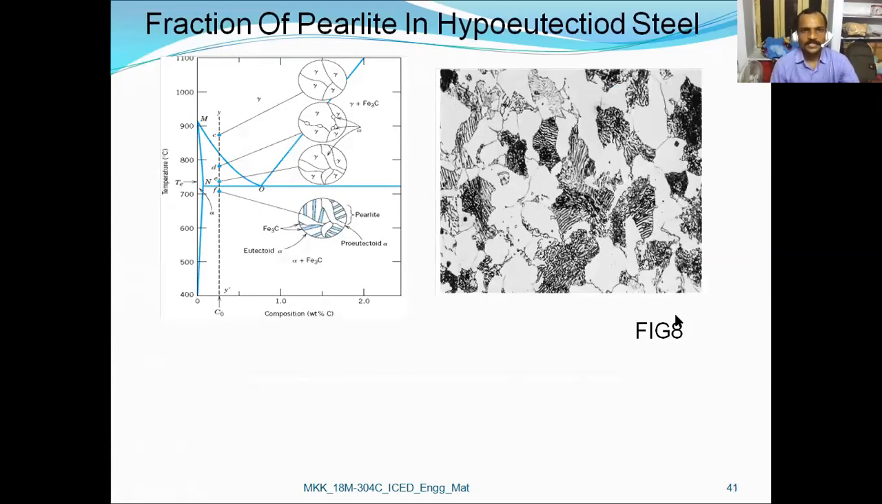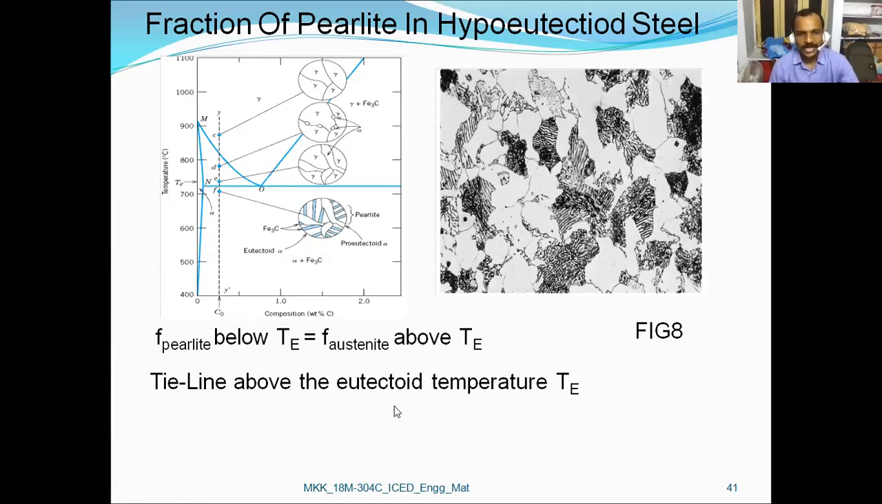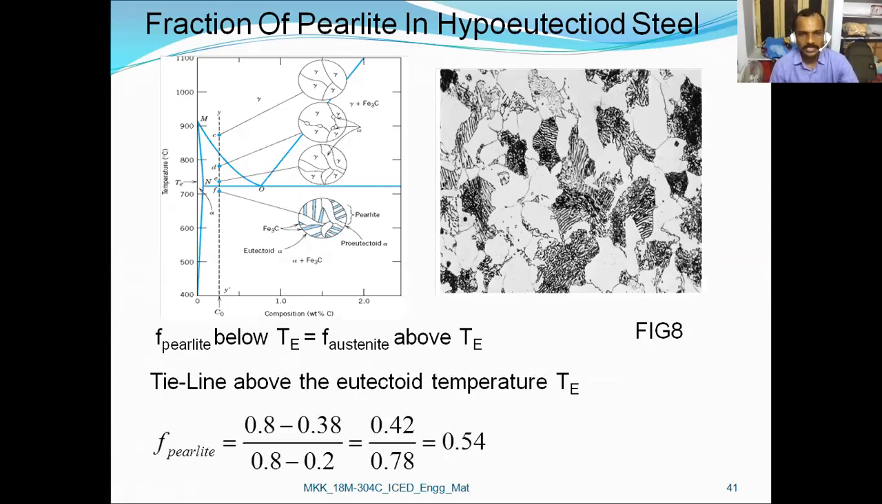So the fraction of perlite in hypoeutectoid steels. The fraction of perlite below Te is equal to the fraction of austenite above Te. So the tie line above the eutectoid temperature Te can be calculated as 0.8 minus 0.38 by 0.8 minus 0.02, which totals 0.54.